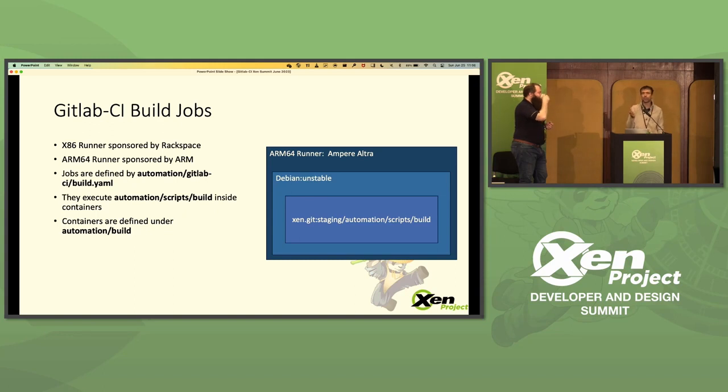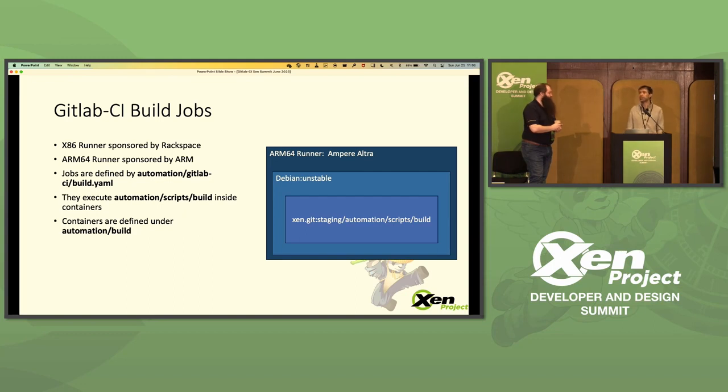And the build job also specifies a script. I mean, any job specifies a script to run. And in the case of the build job, they all execute the same script, which is automation scripts build, which, not very unexpectedly, builds Xen, right? Sometimes it builds only the hypervisor for architectures where it would be difficult to build, like ARM32. Typically, we only build the hypervisor.